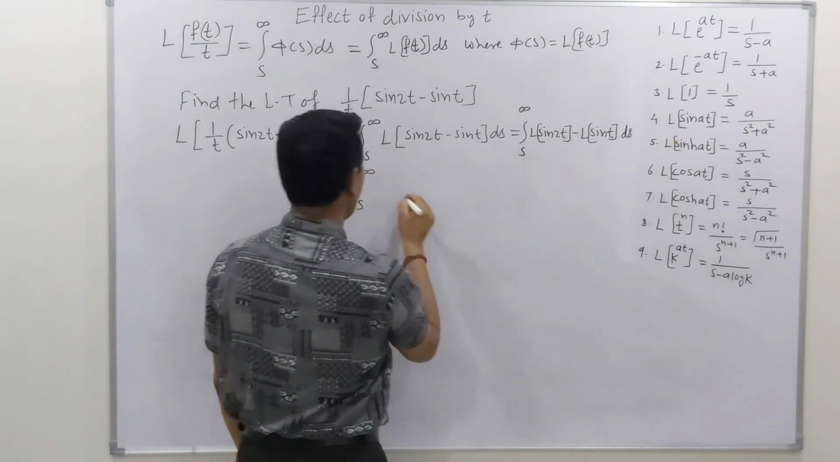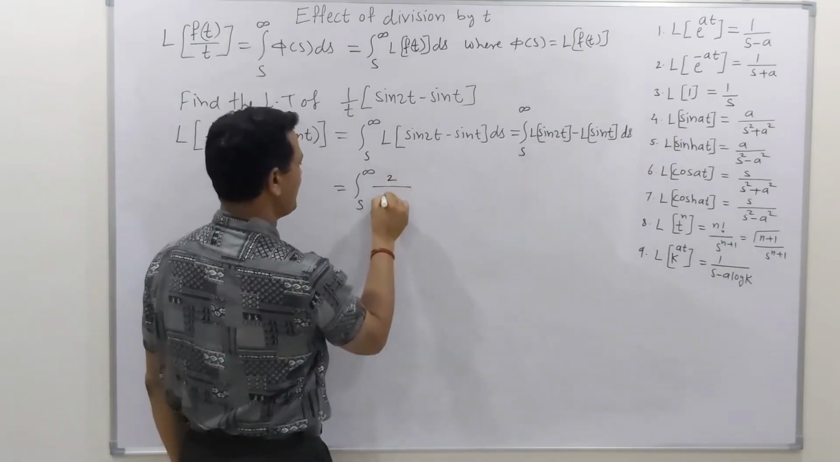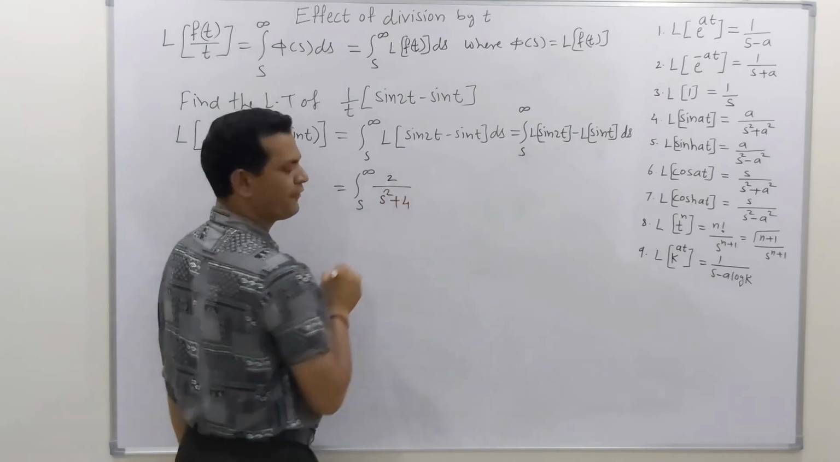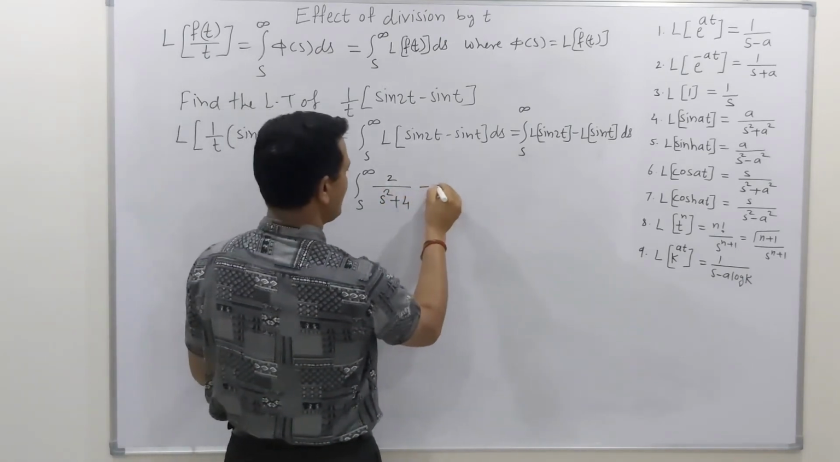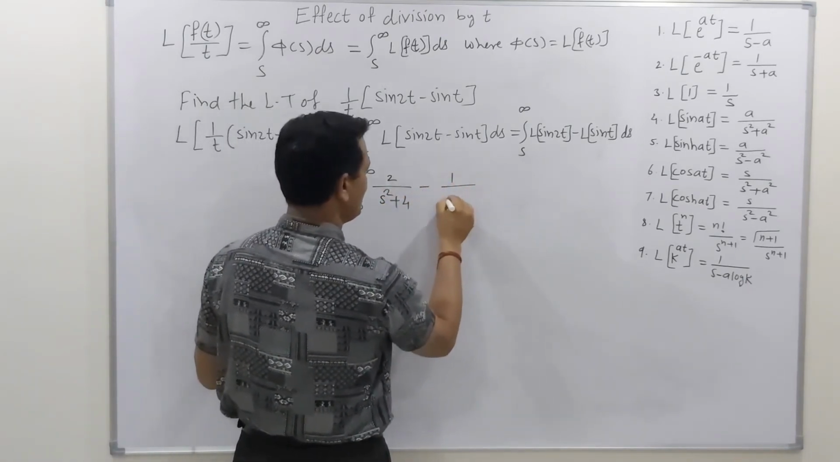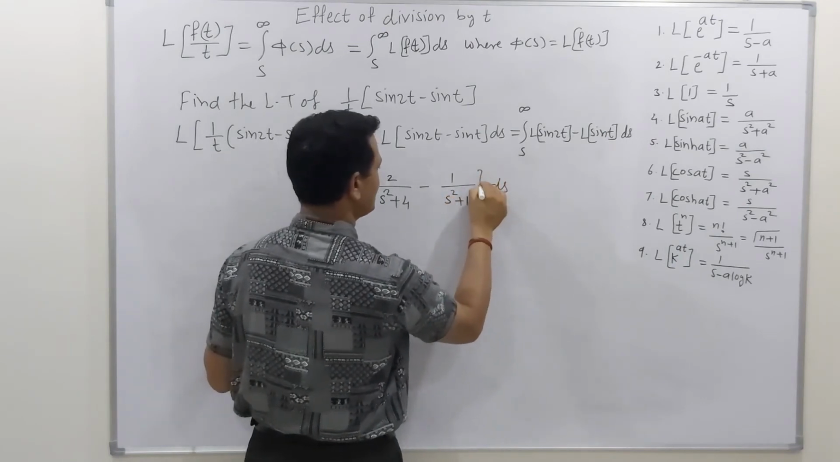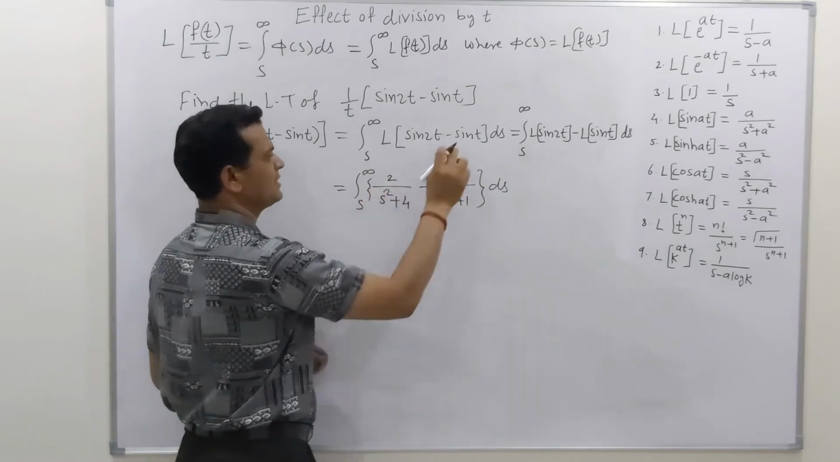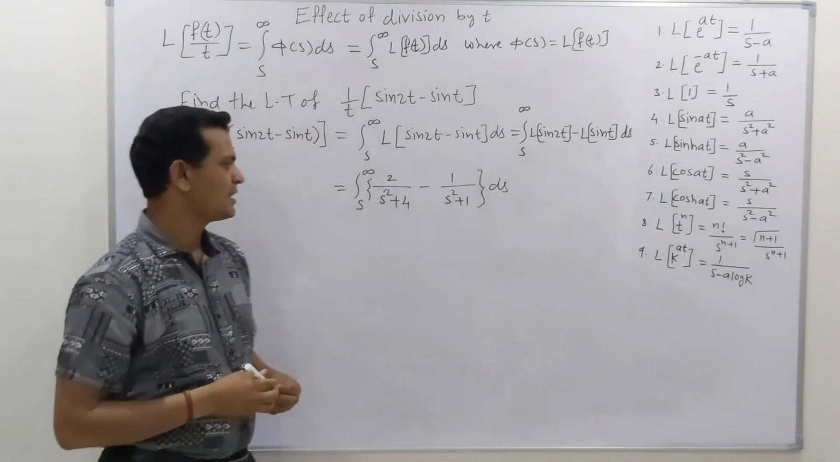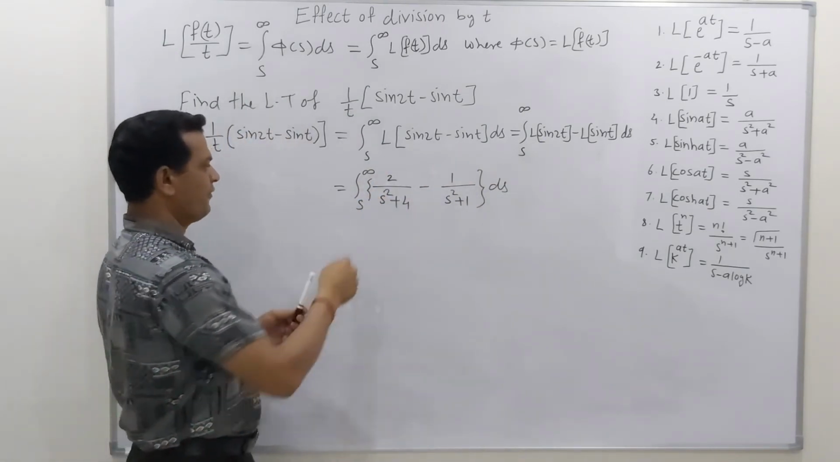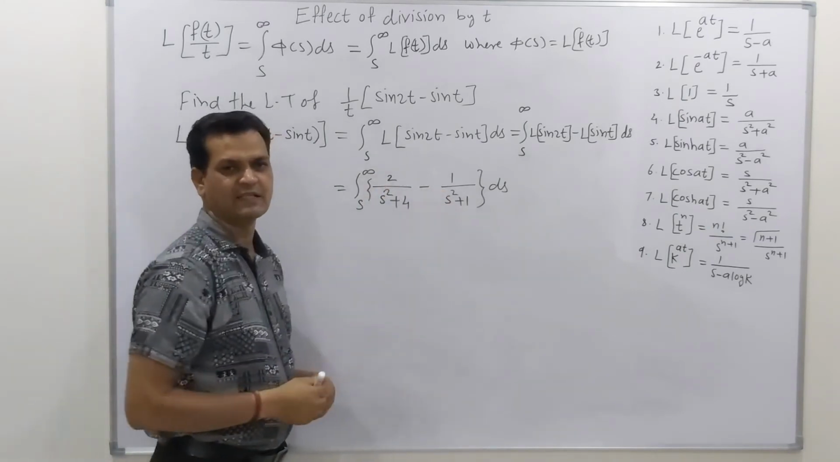Moreover, we can write this as the integration from s to infinity of the Laplace transformation of sine of 2t. According to this formula, we can write this as 2 upon s square plus 4, then minus 1 upon s square plus 1, ds. So this is because of the standard result of the Laplace transformation. Now find out the integration of the first as well as the second term.